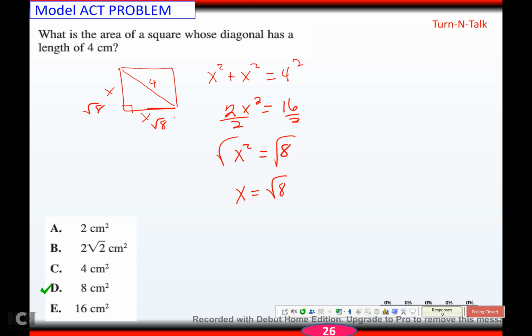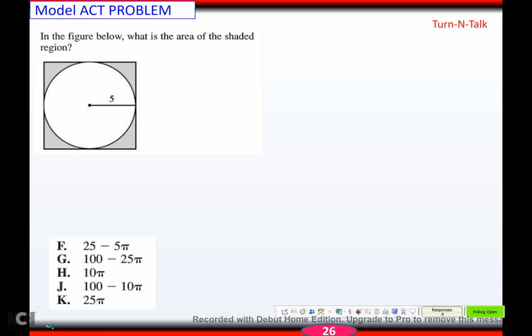Which means the area is side squared, which gives me, what's the square root of 8 squared, 8. So I get an area of 8, and we're in centimeters, and area is always squared. Okay? Try this one, hit pause, come back when you're ready.